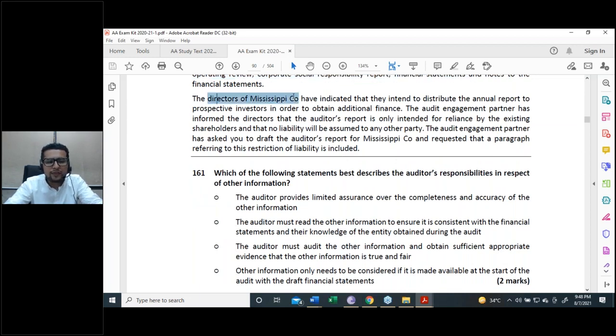The directors of the M company have indicated that they intend to distribute the annual report to prospective investors in order to obtain additional finance. The audit engagement partner has informed the directors that the audit report is only intended for reliance by the existing shareholder and that no liability will be assumed to any other party. The audit engagement partner has asked you to draft the audit report for M company and requested that the paragraph referring to this restriction of liability is included. So the audit firm wants to limit their liability and wants to add this paragraph to restrict it.